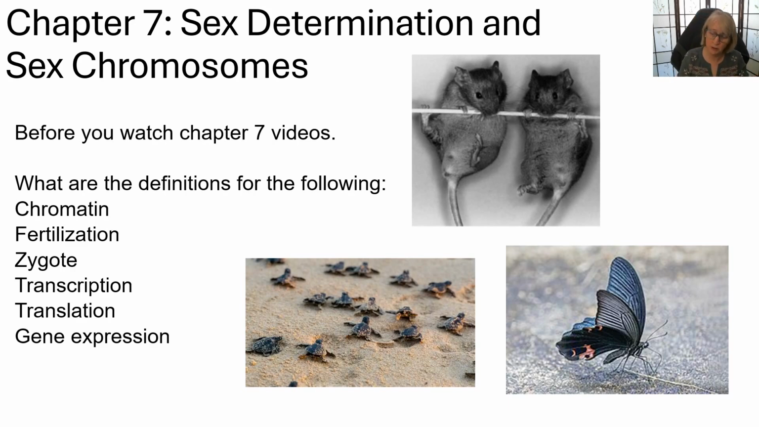Fertilization, which is putting two gametes together, results in a zygote, which is a fertilized egg. Transcription and translation come up in a few lectures, and I think I talked about them in chapter 7 too in passing. This is taking the DNA code and ultimately turning it into a usable protein. And finally, gene expression, which I think you should have down, but it's a word that comes up a lot in the next couple lectures.